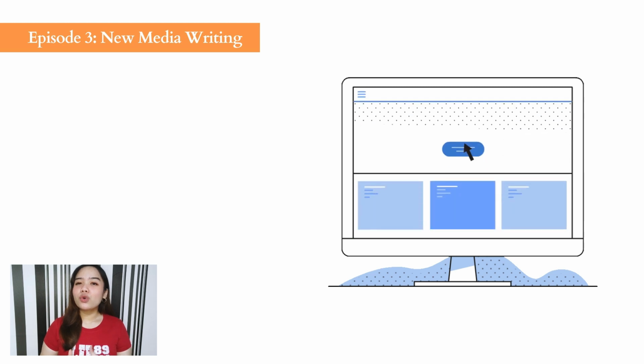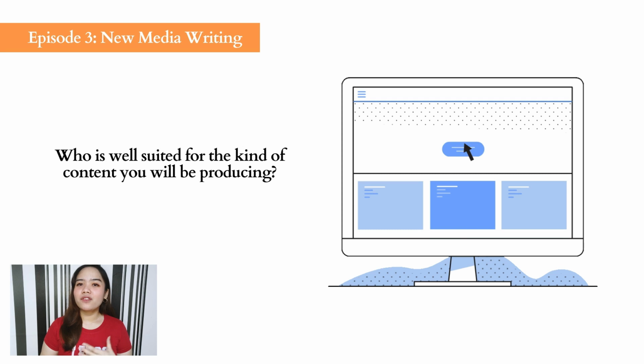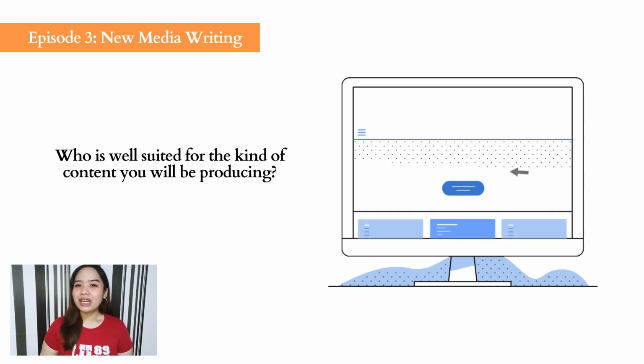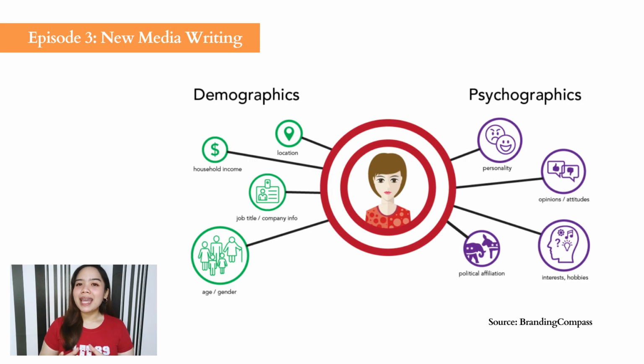Do a research on who will be your targeted people. Who is well suited for the kind of content you will be producing? You can segment the market based on their demographics or an in-depth assessment which can be found via psychographics.